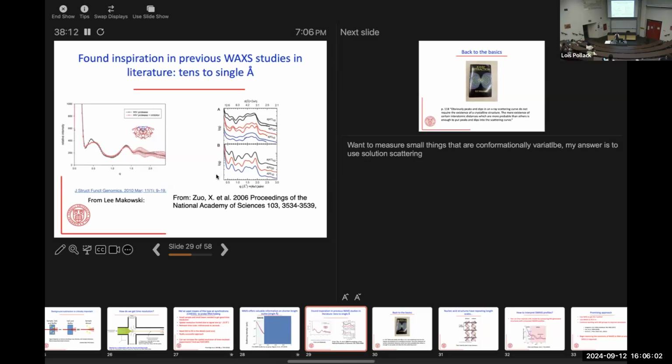And so I went and looked in the literature and found that, not surprisingly, people had been doing this wide angle scattering for a while and pushing out to higher scattering angle here. So it turns out that a Q of 3 is something like 45 degrees. So these are huge scattering angles out here.